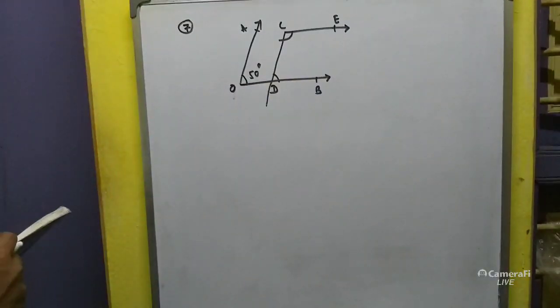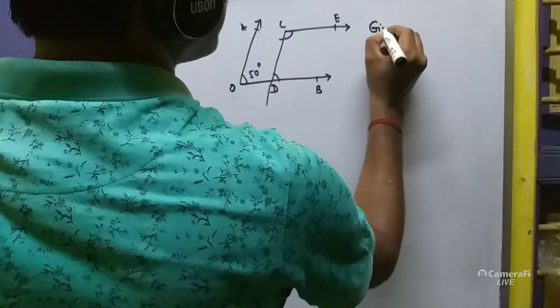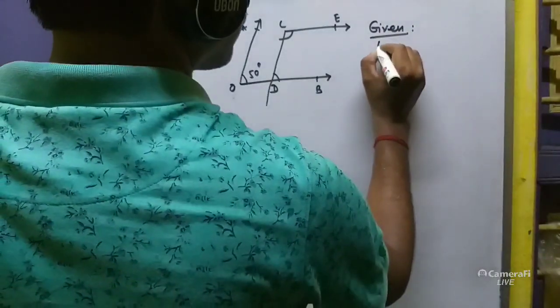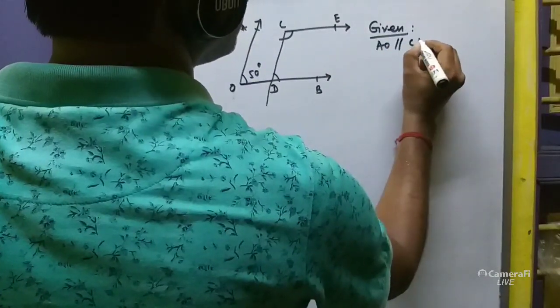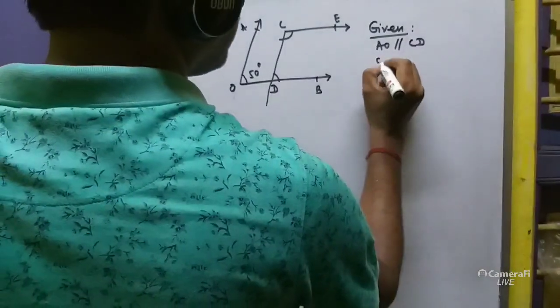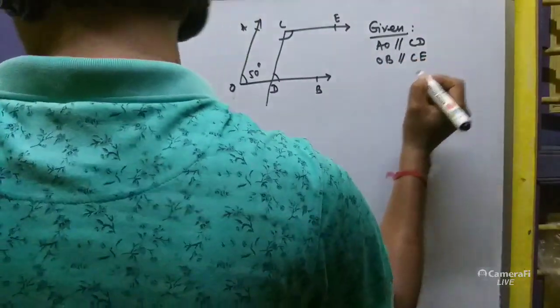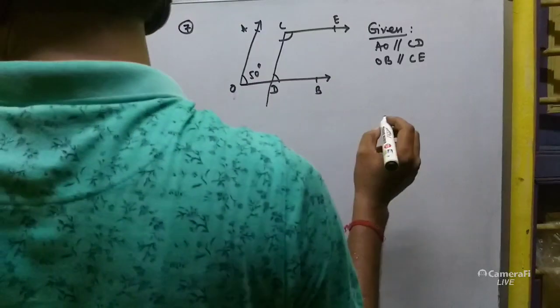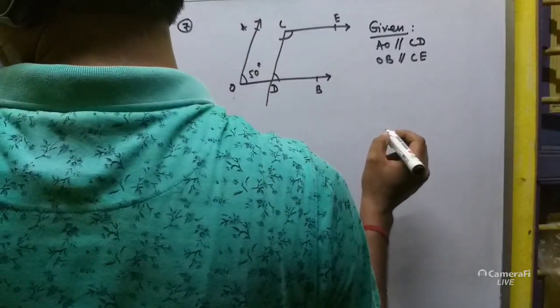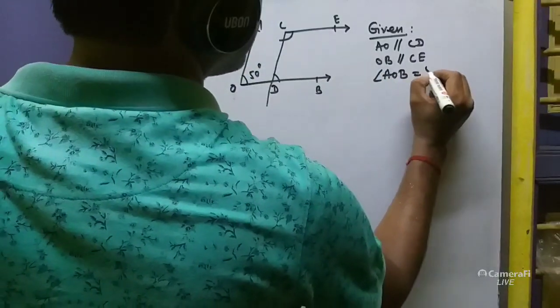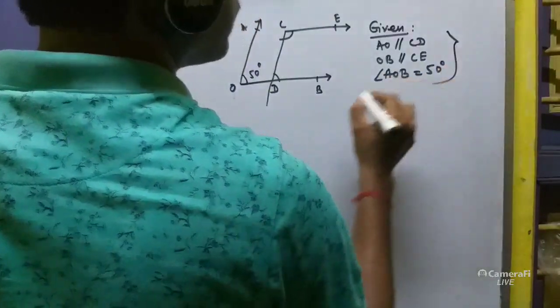So this is the math. Now find ECD. What is given? Given: AO parallel to CD. Second one, OB parallel to CE. It is given angle AOB. Angle AOB equal to 50 degree. So these are the matters given.